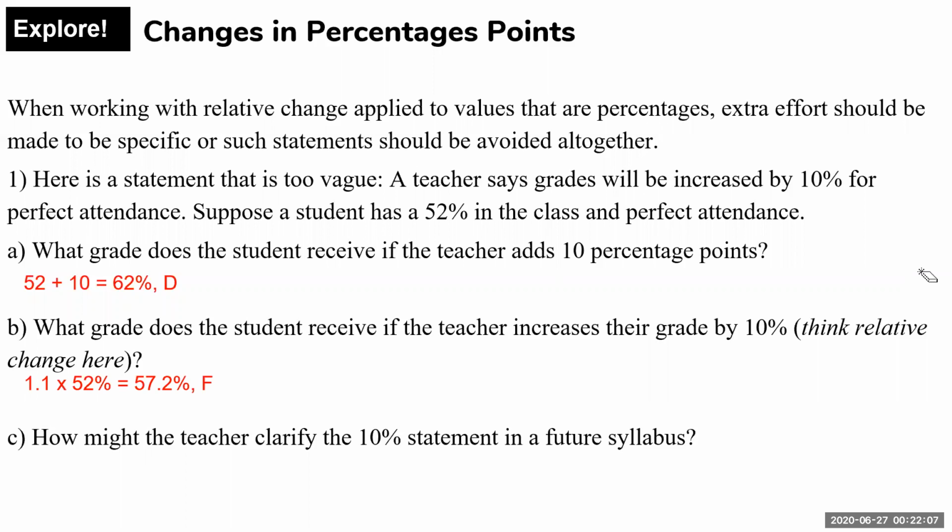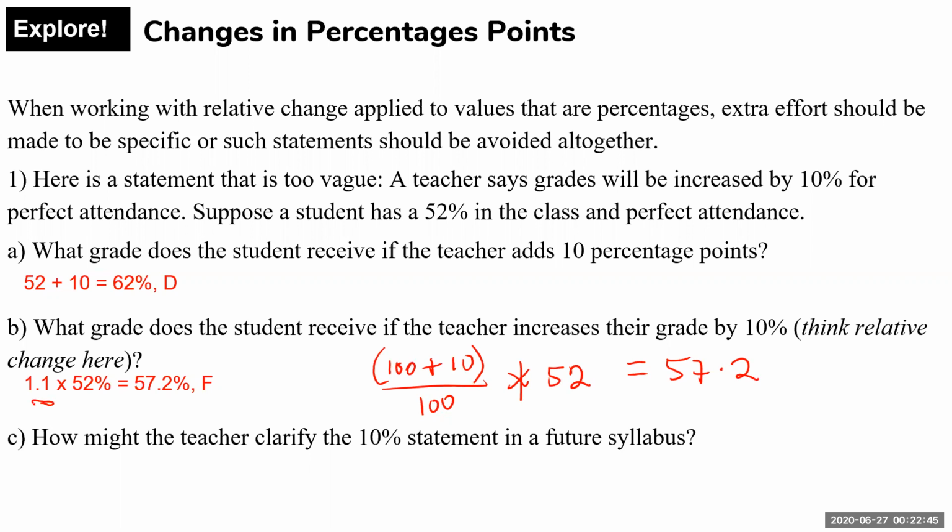Now, what grade does the student receive if the teacher increases their grade by 10%? So look at it. 1.1 means that the teacher added 10%. That is why we have 1.1, and then we multiply by 52. That is the grade the student receives, okay? And now the student has an F. So 1.1 is coming from the fact that if I add 10 to 100, that will be 110 divided by 100, and that will give me 1.1.